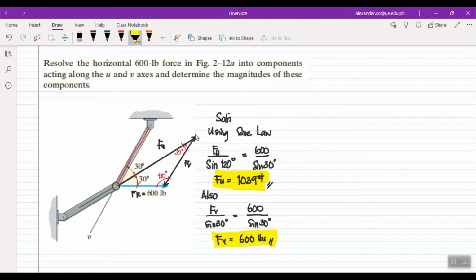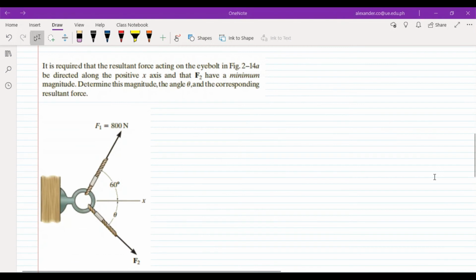Kunin nyo lang yung force, i-connect nyo lang, pwede rin baliktad, no? So try nyo at home. Baliktarin nyo. Yung FV naman, tapos ang i-connect mo yung FU. Ganun pa rin yan. Okay? So, the magnitude, ang hinahanap. And direction nandiyan na kasi given na yung mga angle, no? So, next problem, tingnan natin kung ano yung problem number 3.